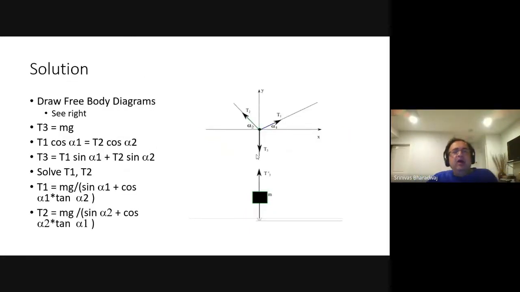Okay, so now using these three equations, you have three equations, three unknowns. What are the three unknowns? T1, T2, and T3, the magnitudes of the three vectors. We know the direction of the vectors, right? So the magnitudes are not known, and we solve for the three unknowns, T1, T2, and T3. We have three equations, three unknowns. You solve and you get an answer.